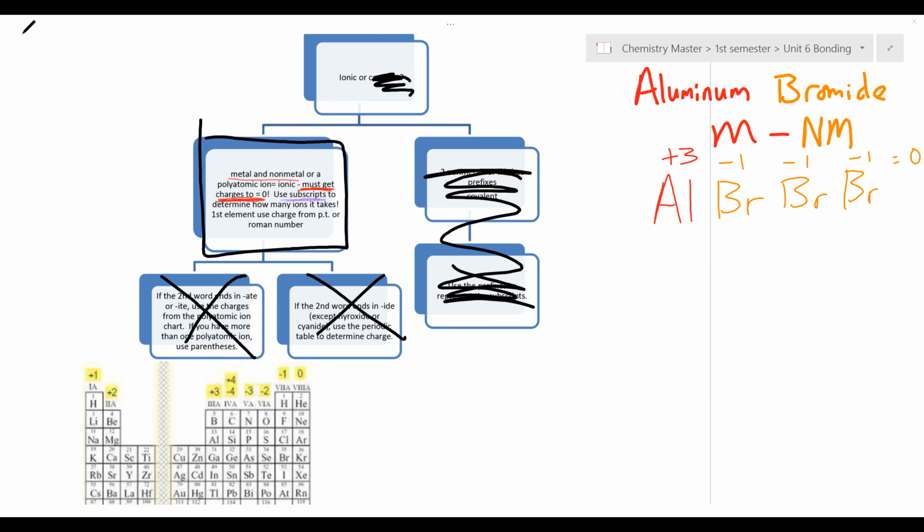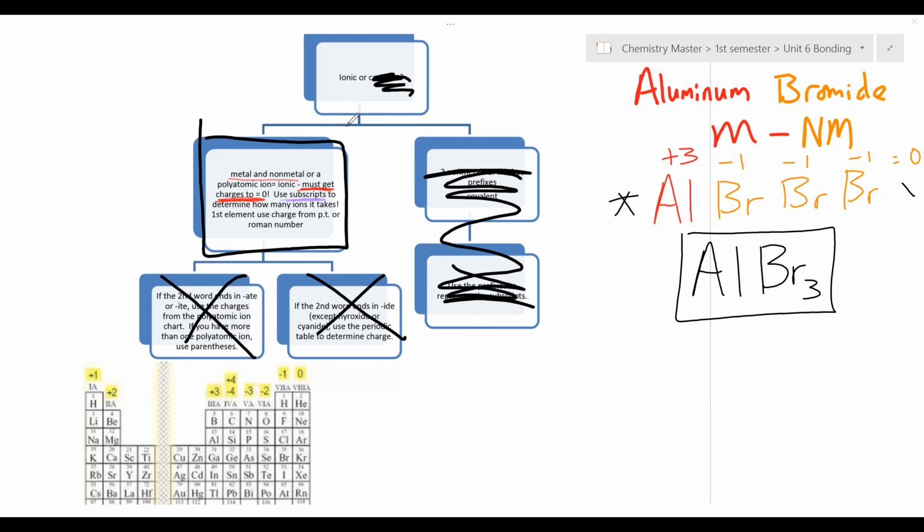So in other words, in order to write this formula, I need 1 aluminum. I don't have to write the 1 because it's understood. And then I need 3 bromines. So I'm going to write a Br, and I'm going to say that I need 3 of them. This is the formula for aluminum bromide. That's the process that we'll go through. If you can do this part in your head, fantastic. If you can't do it in your head yet, that doesn't mean you won't be able to do it at some point. Wherever your comfort level is, okay?